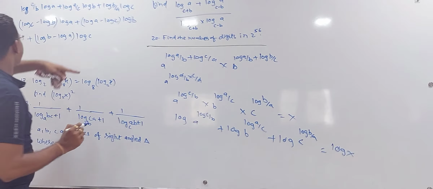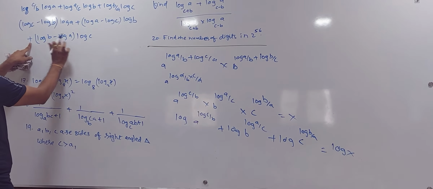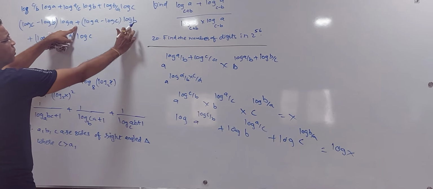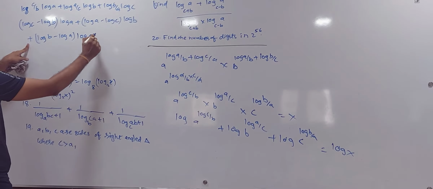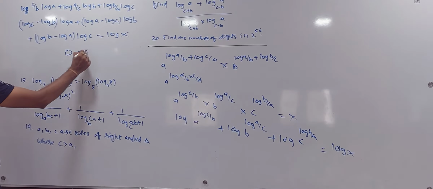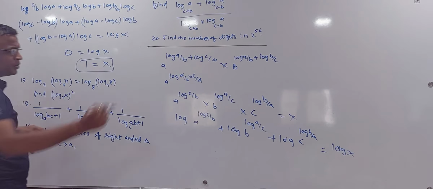Fine. This will get cancelled. See how? Log c log a minus log a log c minus log a log b plus log a log b minus log b log c plus log b log c. Everything gets cancelled, and here it was log x. So everything cancelled, 0 is log x. So x is obviously 1 because log 1 is 0.